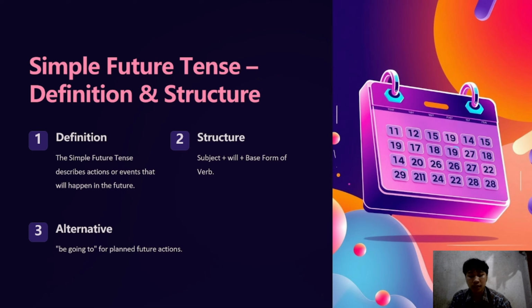Alternatively, we can use be going to when talking about planned actions. For instance, I'm going to read tonight suggests that I've already decided to do this.